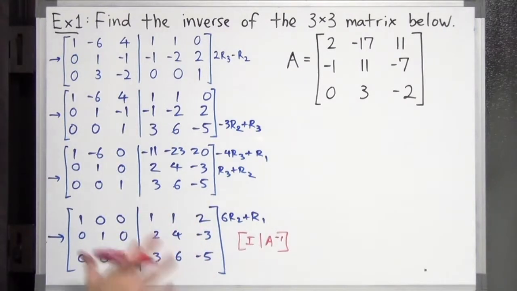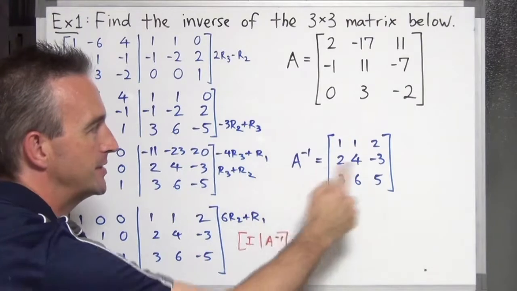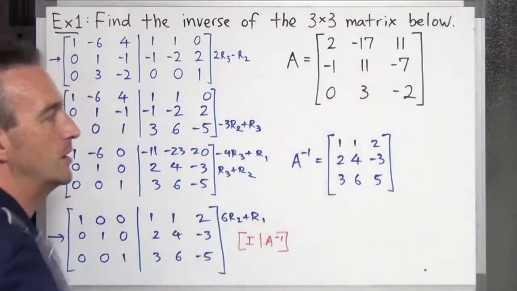But for your answer, don't leave it like that. Write the inverse matrix separate over there somewhere. Like so, okay? This is your official answer, okay? The inverse matrix, 3 by 3 matrix like the original.